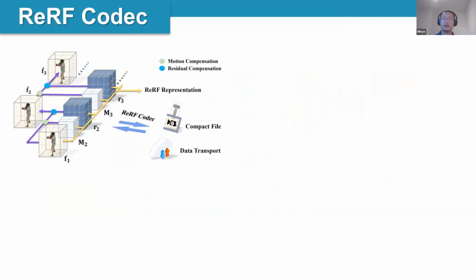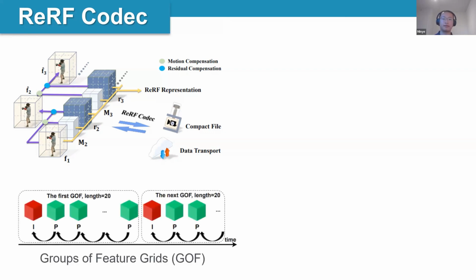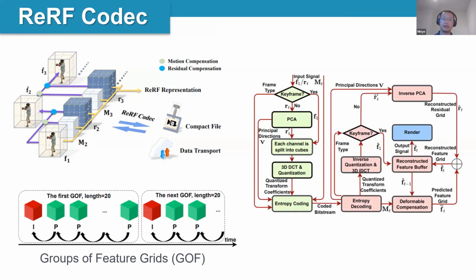So now let's take a look at our ReRF representation. It consists of the first frame's feature grid from the original DVGO, paired with residual and motion grids from the subsequent frames. We also introduced the concept of groups of feature grids, which enables rapid seeking during video playback, enhancing the user's experience. These figures demonstrate an overview of our proposed ReRF-based codec and player.